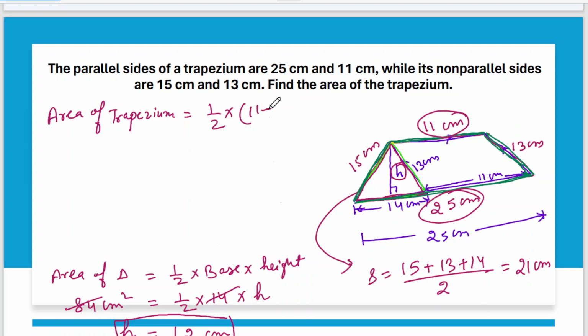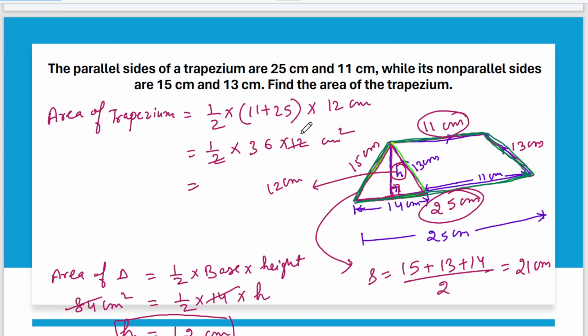So we'll add them, 11 plus 25 centimeter into, what is the height that we have calculated? This we have calculated as 12 centimeter. So we'll use this 12 centimeter. So after calculation, half into 36 into 12, this is by 6, so 216 centimeter square. This is your final answer. Okay, this is your answer. So now we have calculated the area of this trapezium. Next question.